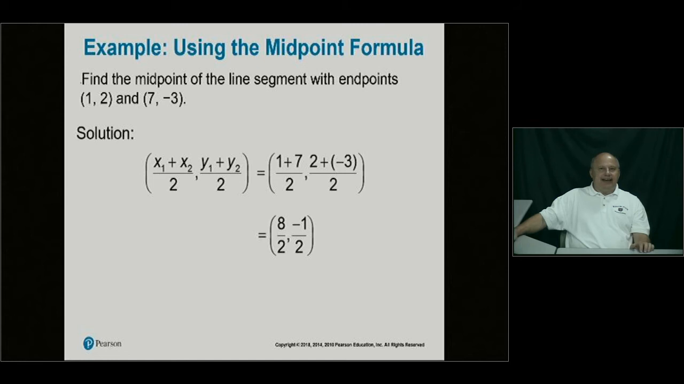1 plus 7 is 8 divided by 2. 2 plus negative 3 is negative 1 divided by 2. And then finally simplify. So the x coordinate is 4 and the y coordinate is negative 1/2 of the point dead center. Okay, so (4, negative 1/2) is the point in the middle.